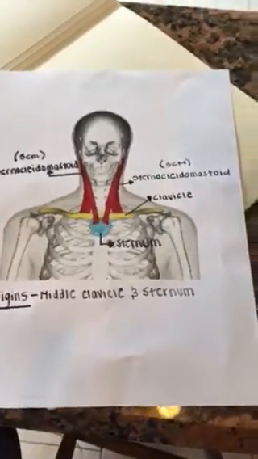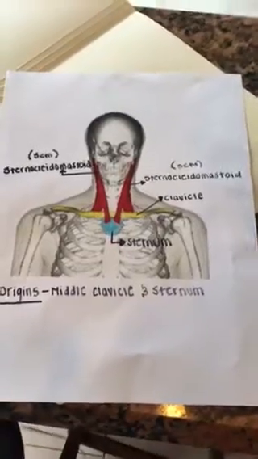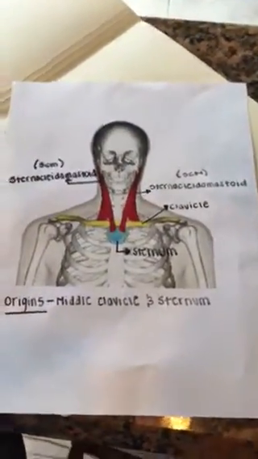Hello classmates, my name is Bridget Blount, and in this video I'm going to use the sternocleidomastoid and trapezius muscles to describe the origin, insertion, action, and innervation of muscles in the neck.